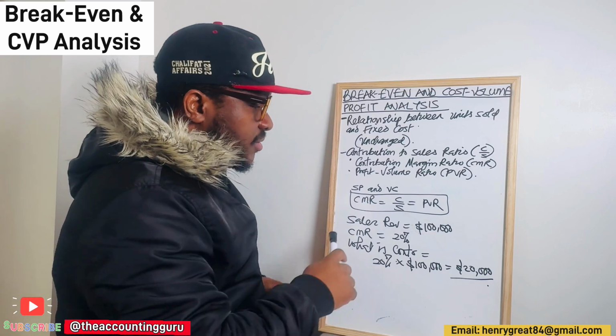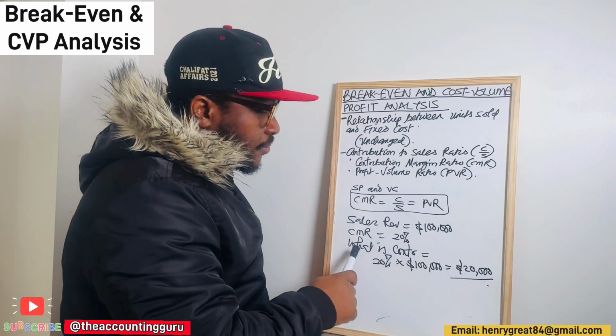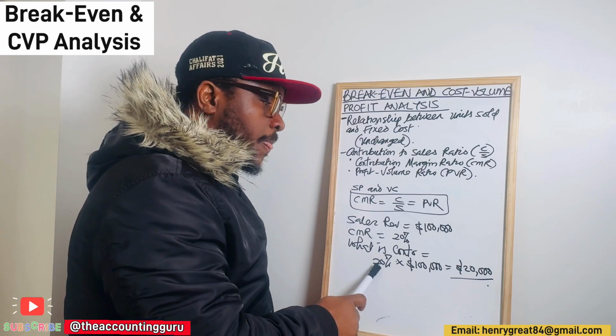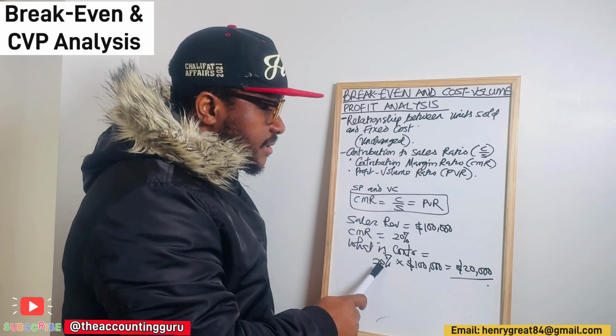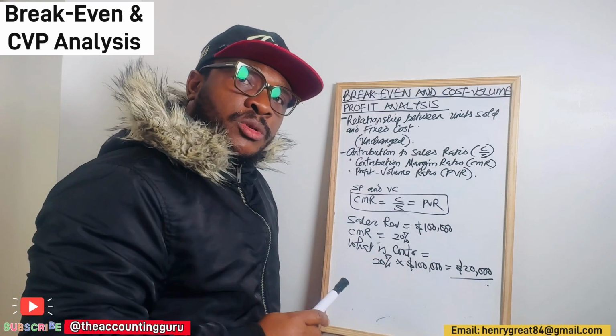All right. So if CMR is given as 20% and you are asked to calculate contribution, just apply CMR to the sales revenue given, and you'll get contribution.